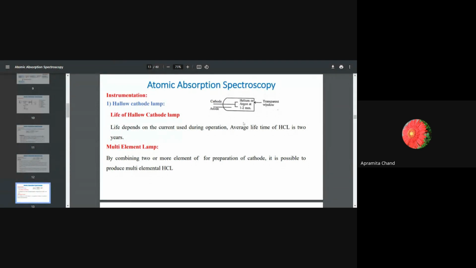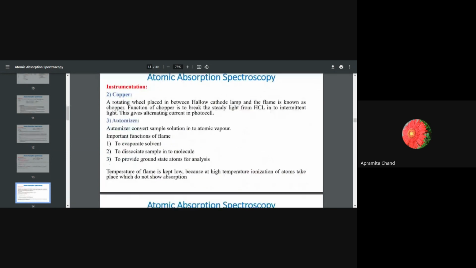So here they have just talked about the technical specifications, like the average lifetime of the cathode lamp. Around 2 years you can use the cathode lamp, and you can also combine some more elements for the preparation of the cathode. So it is possible to produce a multi-elemental hollow cathode lamp.